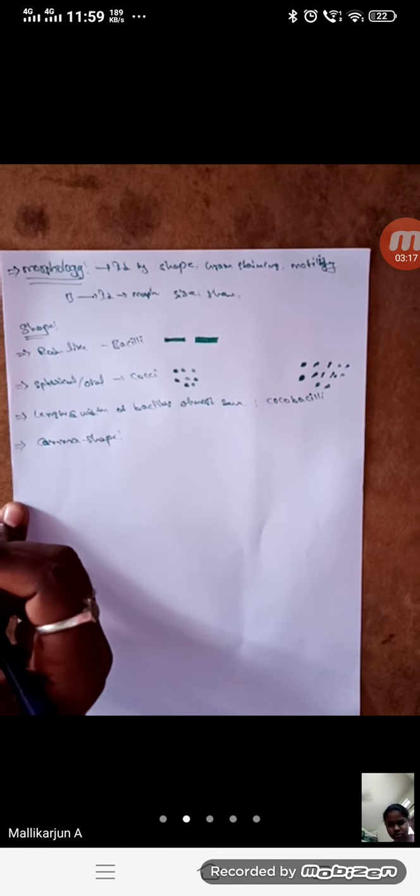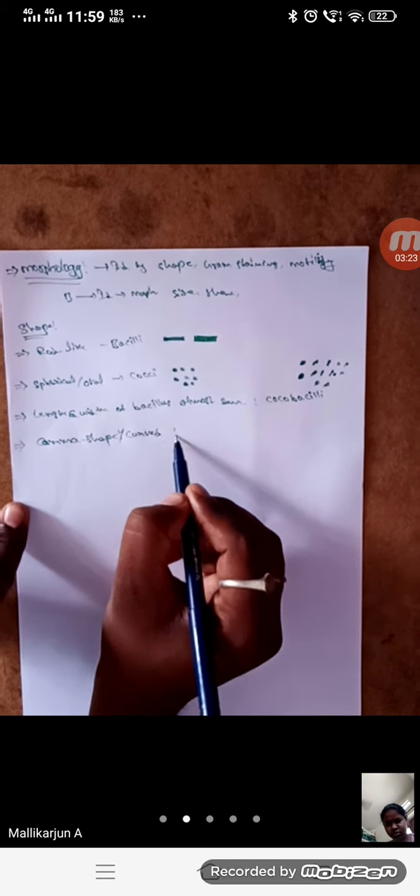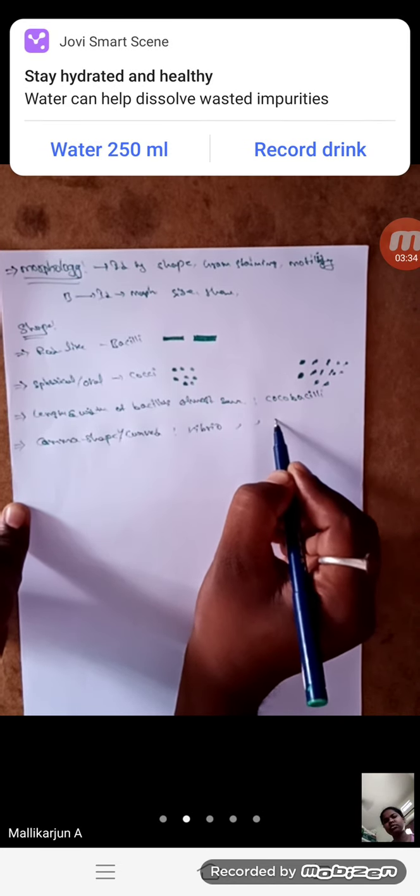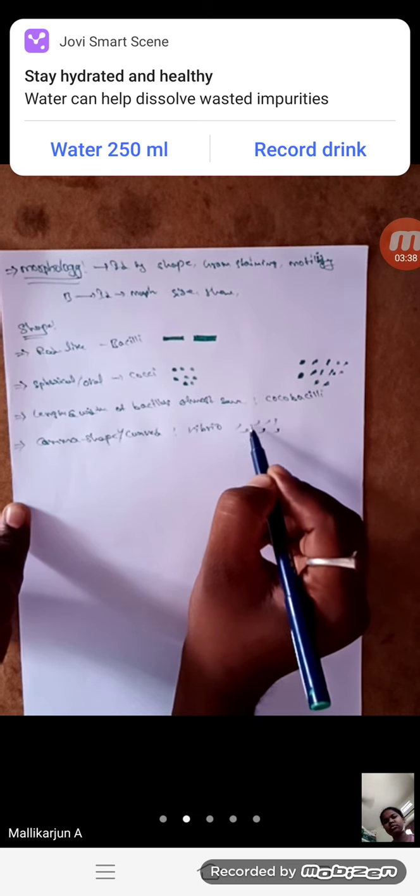The next shape is the comma-shaped bacteria, or curved-shaped bacteria. The example is Vibrio cholerae, or Vibrio. What is the structure? It is a comma-shaped structure. This is a comma-shaped bacteria.